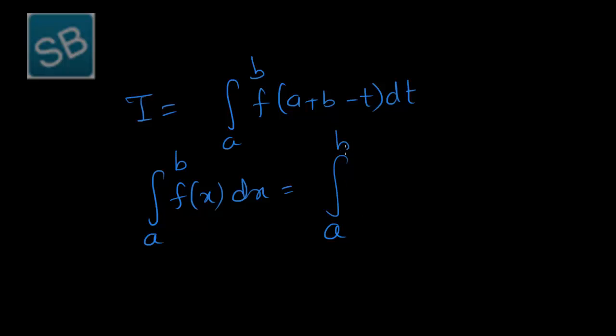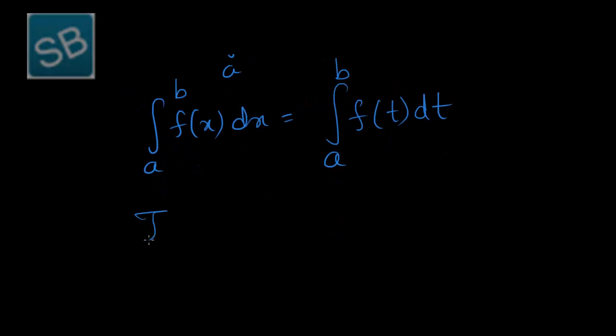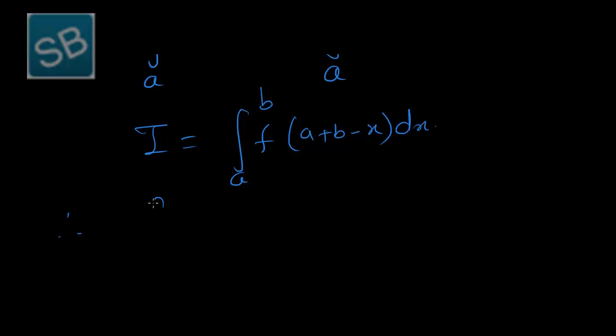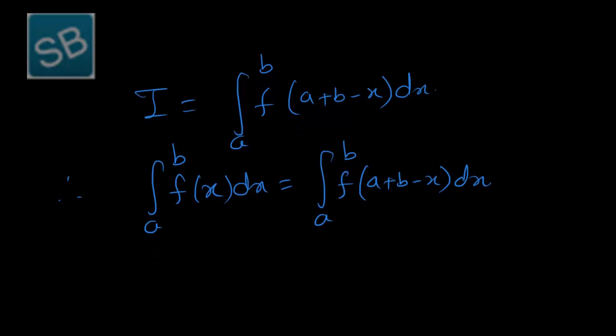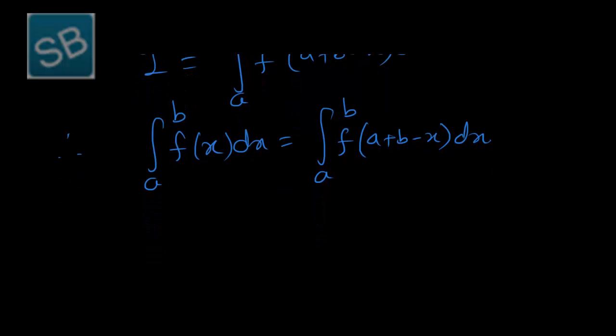Also, we know that on changing the variable, there is no difference in the integration. So we have the rule: the integral from a to b of f(x) dx = the integral from a to b of f(t) dt. So here, by using this rule, we get I = the integral from a to b of f(a + b - x) dx. So the integral from a to b of f(x) dx is also equal to the integral from a to b of f(a + b - x) dx. That is our result, that is stated in theorem 3.2.